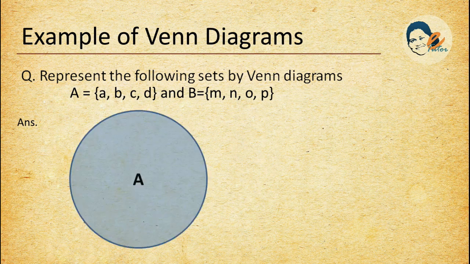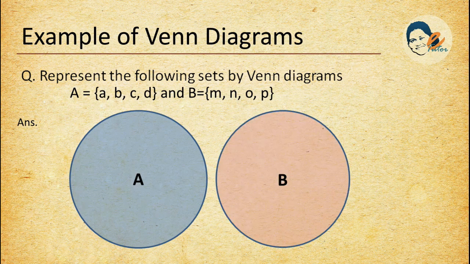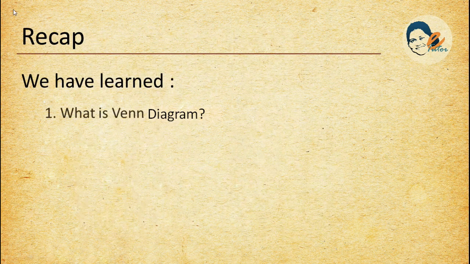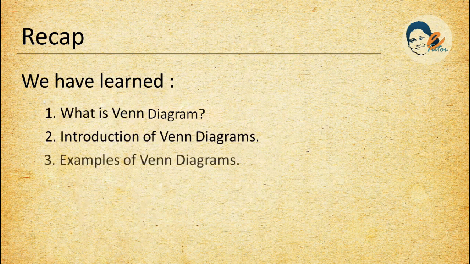So if this is our set A, then the set B will be a completely separate set, and the elements will be represented inside this set in this way. So we have learned what is Venn diagrams, introduction of Venn diagrams, examples of Venn diagrams. In our next video, we will discuss about the operations of the sets.